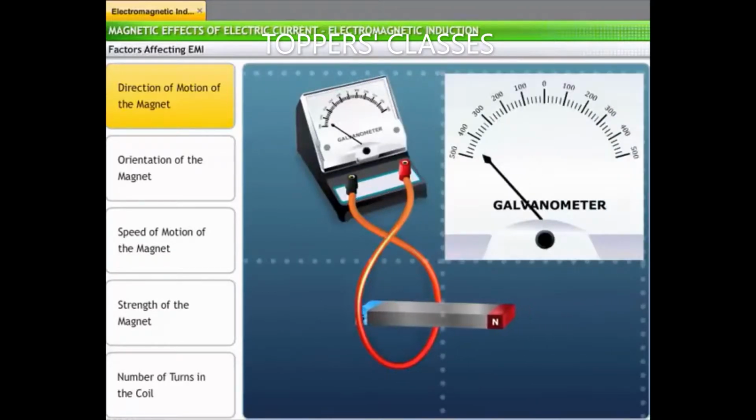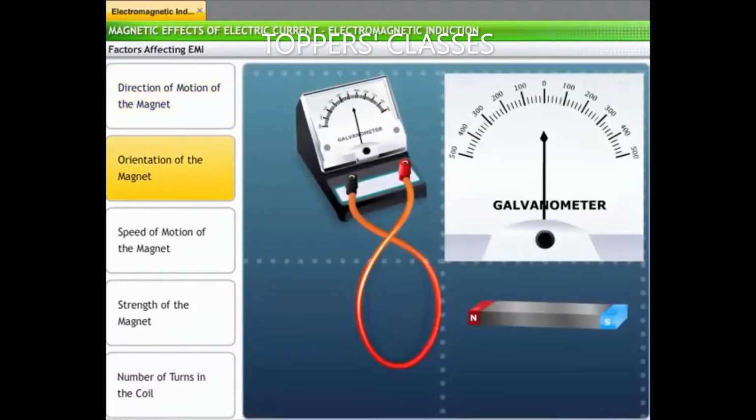If you insert the magnet in the coil, the galvanometer needle deflects in a particular direction. When you move the magnet out, the needle deflects in the reverse direction. Thus, the direction of current gets reversed when the direction of motion of the magnet changes.